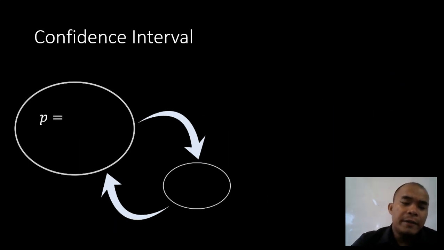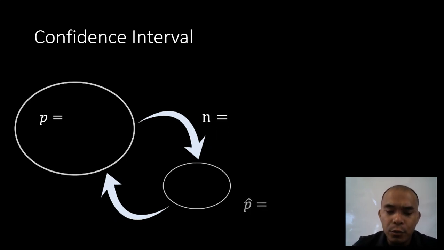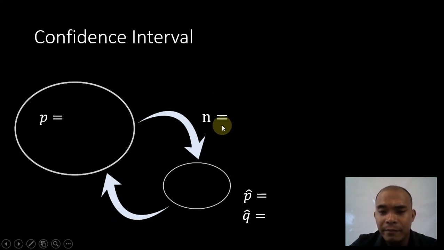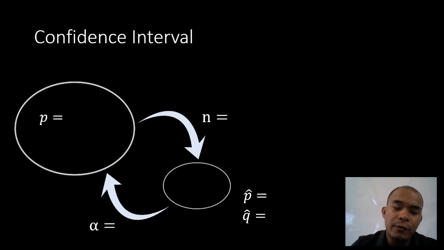If the problem is talking about the proportion, and we take a certain sample, we can compute the p hat. The p hat is the sample proportion. The formula for the p hat is just equal to x divided by n, and the formula for our q hat is just 1 minus p hat.